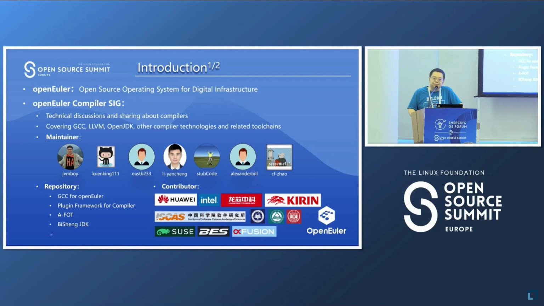Like other communities, our OpenOLA community has multiple special interest groups, including the compiler interest group. There are many teams inside this group, covering multiple compilers used by OpenOLA, including JDK, GCC, LLVM, and other compiler technology as well. The whole team comes from different countries and on behalf of different companies who are interested in compilers for their community. So you can see we are organized in an international manner, and the work is organized in a transparent and open source way.